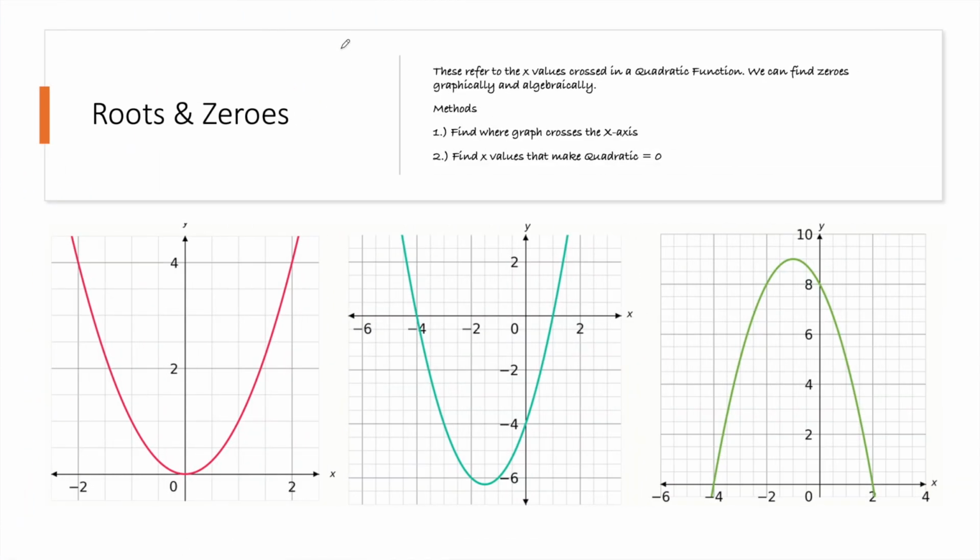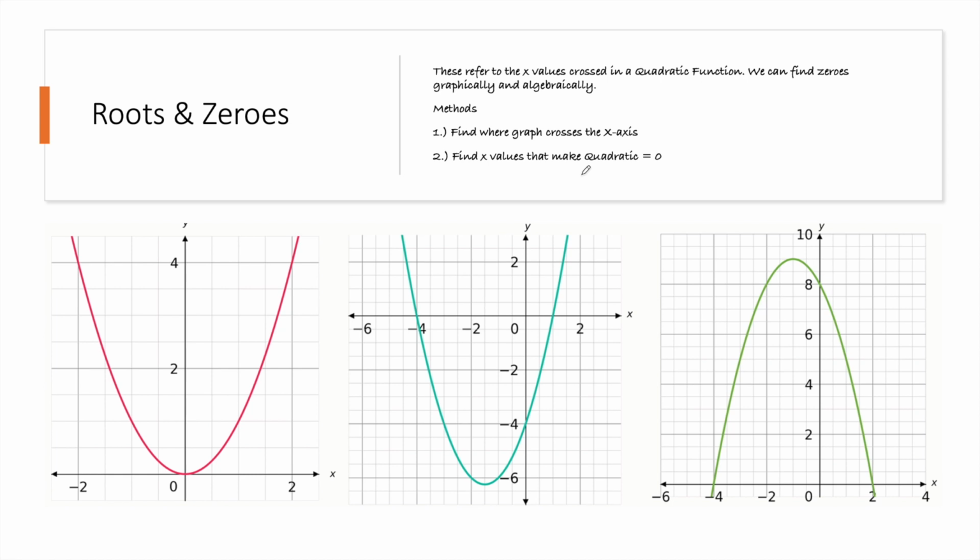So what are roots and zeros? Roots and zeros refer to the x values crossed in a quadratic function. We can find roots and zeros graphically and algebraically. These are the 2 methods. So if we're going to find a zero graphically, we're going to find where the graph crosses the x-axis. And to find zeros algebraically, we're going to find the x values that make a quadratic equal to 0.